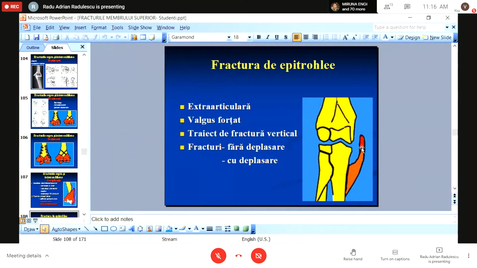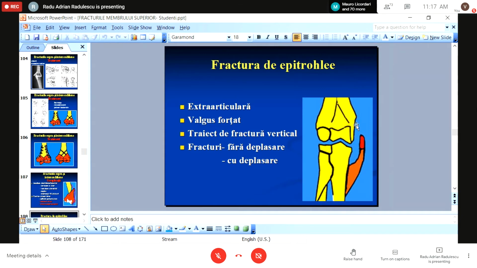So at the level of the medial epicondyle, we have a conjoint tendon, the origin of a conjoint tendon of the muscles from the anterior aspect of the forearm. So the pronators and the flexors of the hand and of the fingers have this conjoint tendon, which has its origin on the medial epicondyle.